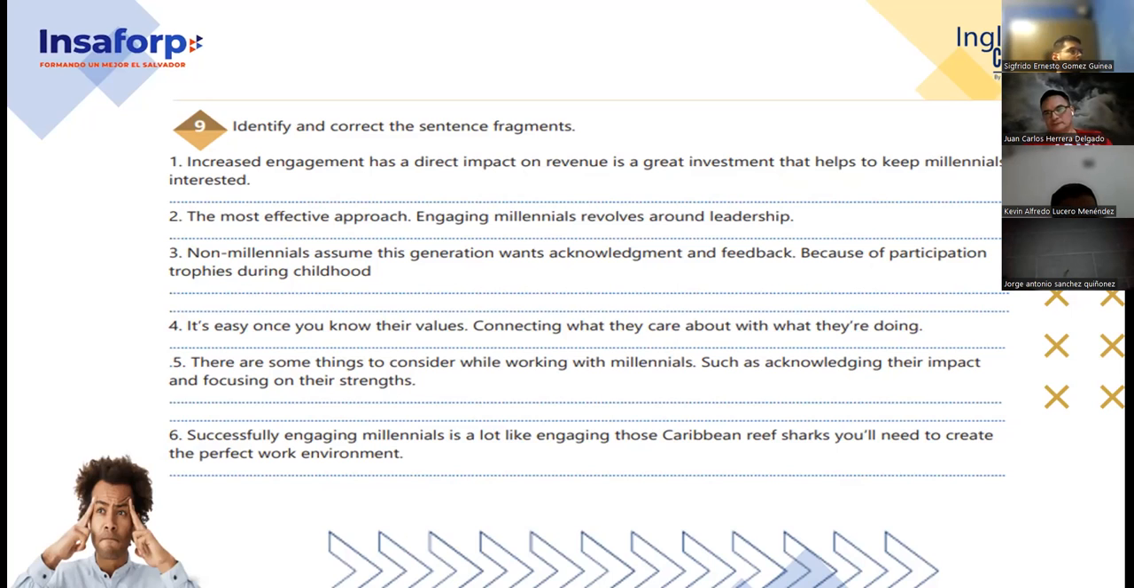If we don't separate the ideas, it's like: successfully engaging millennials is a lot like engaging those Caribbean reef sharks you'll need to create the perfect work environment. At the end of the sentence, you are a little tired, you know. I need to separate the ideas in order to breathe. So we could say that successfully engaging millennials is a lot like engaging those Caribbean reef sharks, period. You'll need to create the perfect work environment. This is the only modification that we can give, guys.